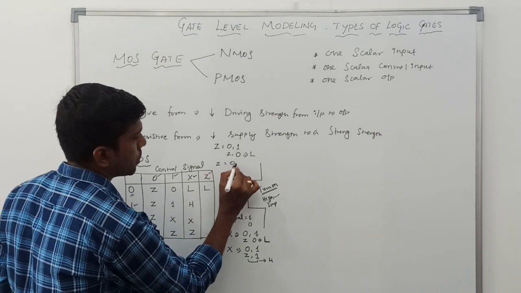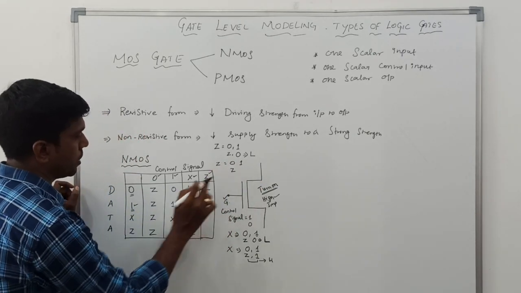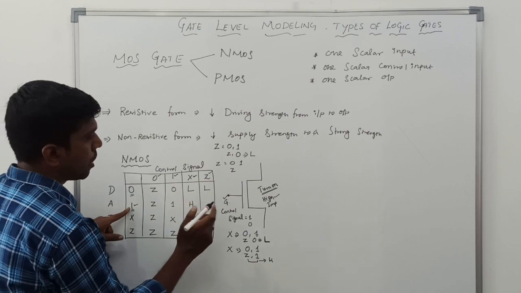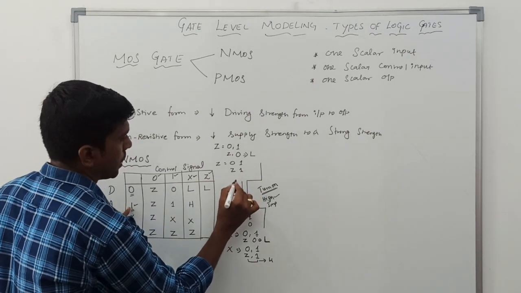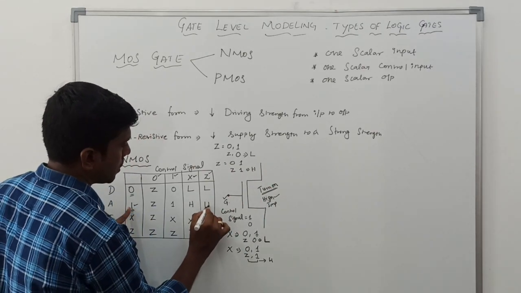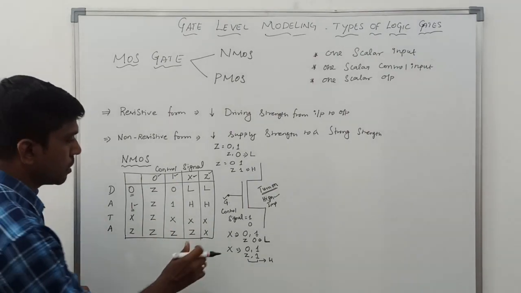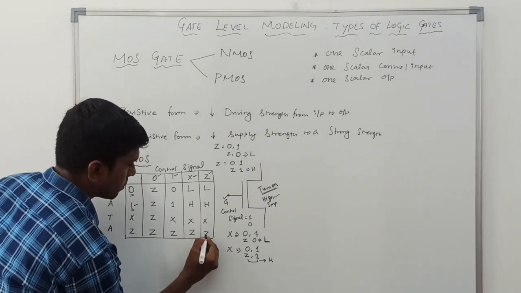Then the second input value is 1. So the Z value is 0 or 1. 0 in the sense it goes to high impedance. 1 in the sense the input value is transferred to output. So here the input value is 1, and Z 1 represents H. The remaining values are taken as X and Z.